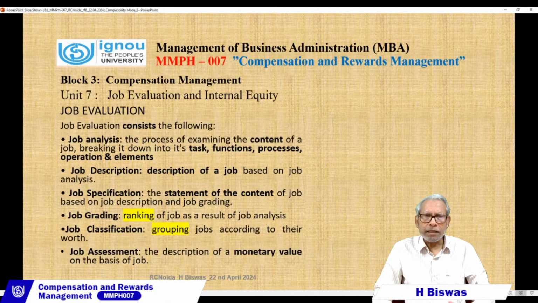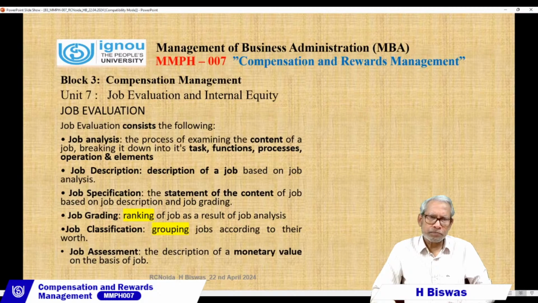Grading, basically the ranking. The job ranking is for analysis purposes. Manager, supervisor, worker, different gradings. Even within the manager level also, there are so many gradings, level wise. Then you group jobs according to their work, basically as a team. The job has been defined, and there are like 5 persons working.